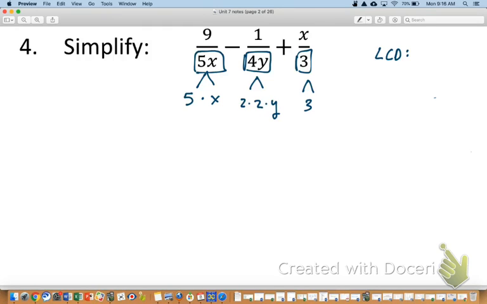It has to have a 5 and an x, a 2 and a 2, which is a 4, a y, and a 3. Whoa, let's simplify that. What is 5 times 4 times 3? 60. And of course, x times y is xy.